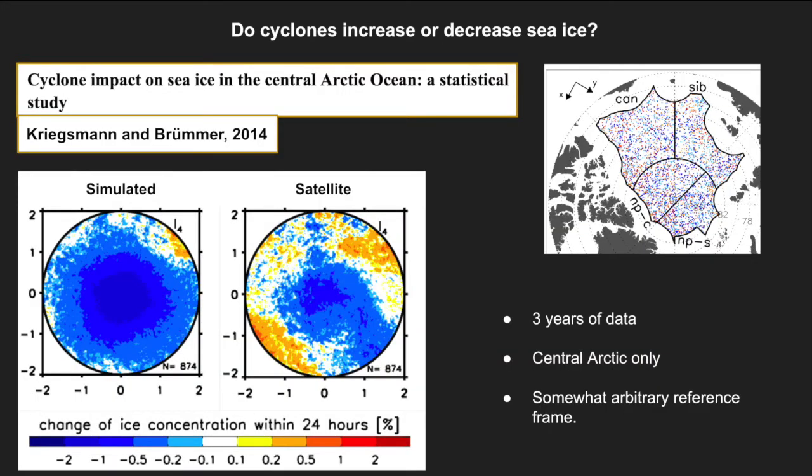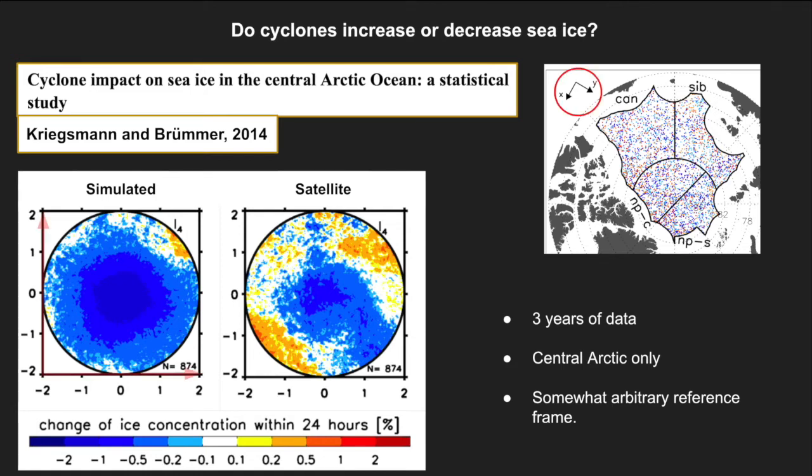There's one more paper I want to discuss, and it's this Kriegsmann and Brummer paper from 2014. And they addressed this problem in a slightly different way. They didn't just ask, do cyclones cause an increase or decrease in sea ice, but they also asked, what pattern does this occur in? So I'm going to start with this figure in the top right, and each dot in this figure represents a different cyclone in their data set. And you can see they're all within the central Arctic Ocean.